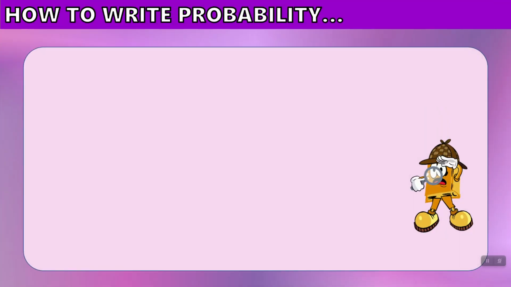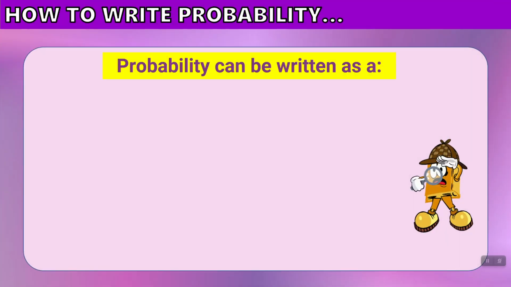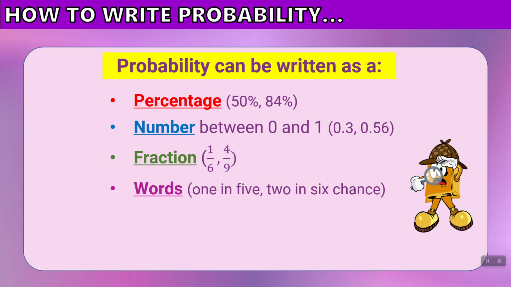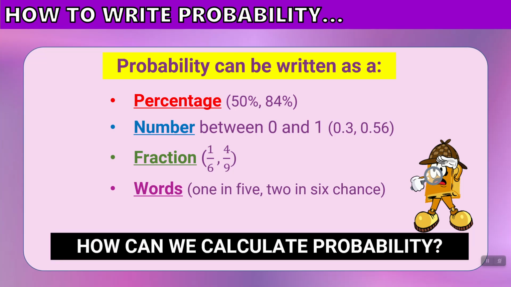Now let's learn how to write probability. We can write probability, as you can see in the other slides, as a percentage, 50%, 84%. We can write it as a number between 0 and 1, 0.3, 0.56. We can write it as a fraction, 1 over 6, 4 over 9, and so on. And we can write it in words, 1 in 5 chance, 2 in 6 chance, and so on. But how do we calculate probability? That's what we're going to look at now.